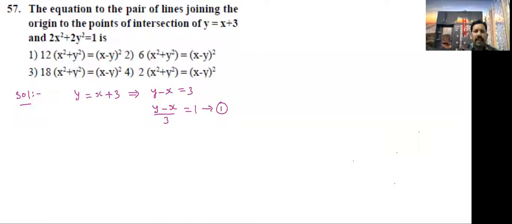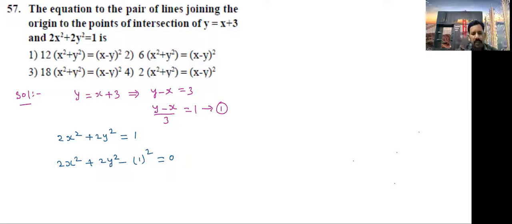And the pair of lines, what is given? The pair of lines is 2x square plus 2y square is equal to 1. This is a non-homogeneous equation. So now we want to homogenize it with the help of the line equation. Here a constant is there, so we can write 1 square, or suppose x is there, there we can write 1.